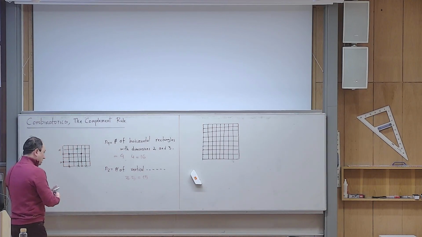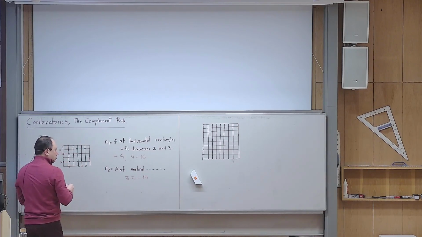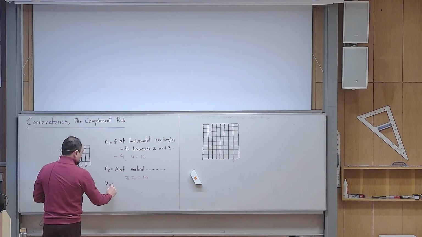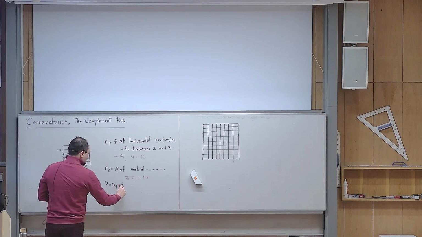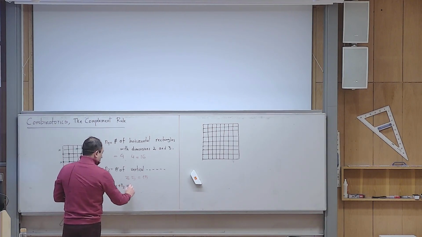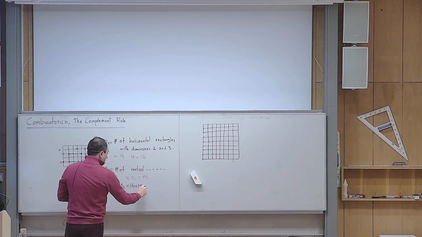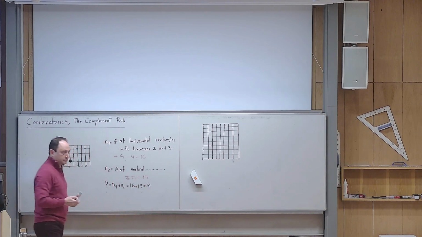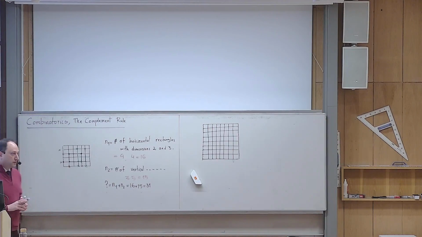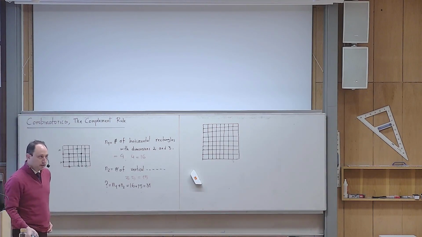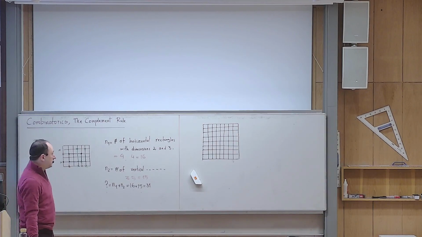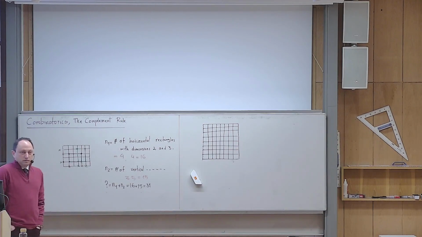But the question mark is actually the sum of these 2 based on the sum rule. Yes? So it is n1 plus n2, and that is exactly 16 plus 15. It becomes 31. So there are 31 of these types of rectangles in total. Yes? Is that clear? Okay, that idea also works for the second example, of course.